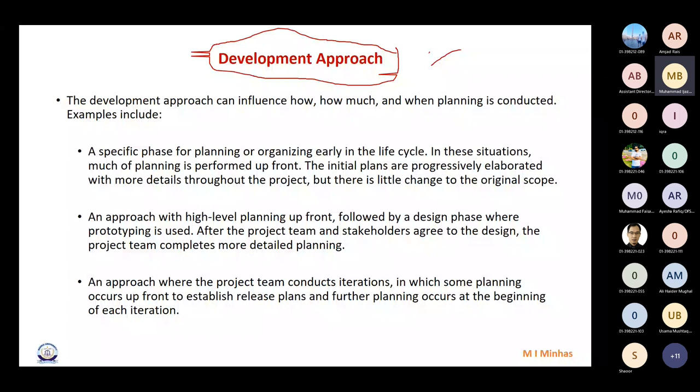Is it clear? Sir, they are also plan-driven and change-driven and hybrid. Exactly, sir. These are development approaches, but obviously they define our life cycle too. That's why these two terms are used interchangeably. Correct? Is it clear? It's clear.